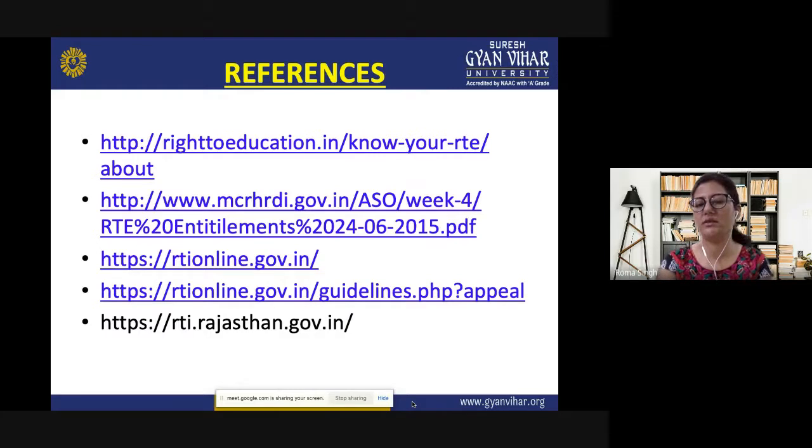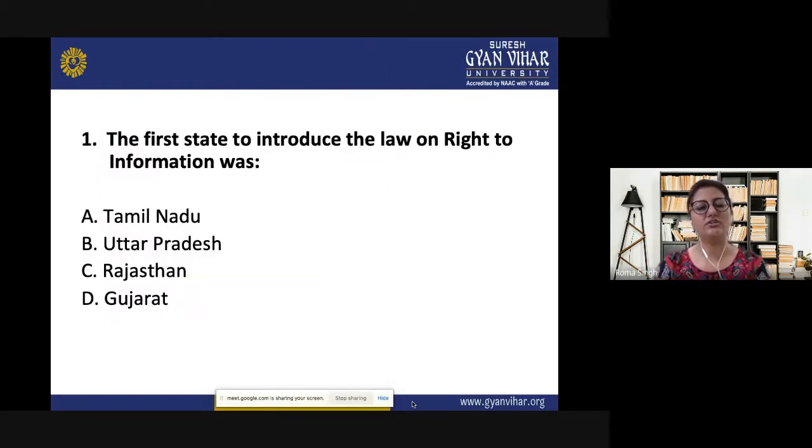Okay, now let's move on to our next section, that is the evaluation questions. Question number 1 is: the first state to introduce the law on right to information was?